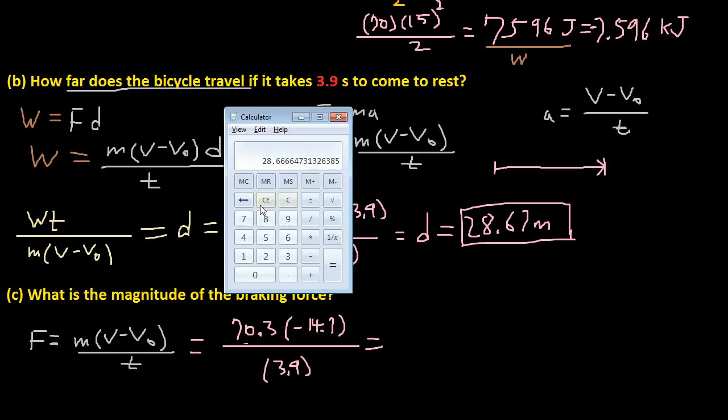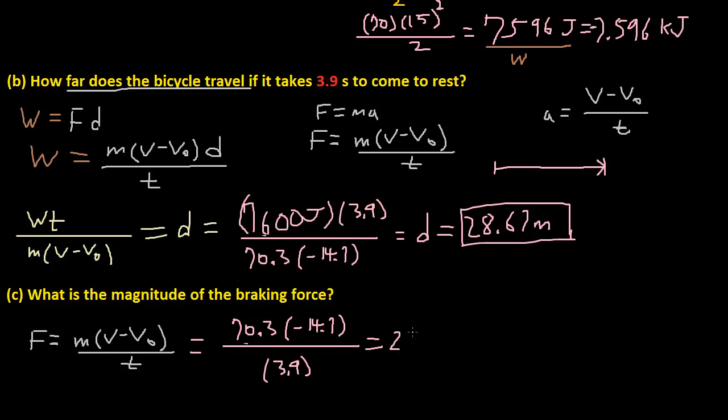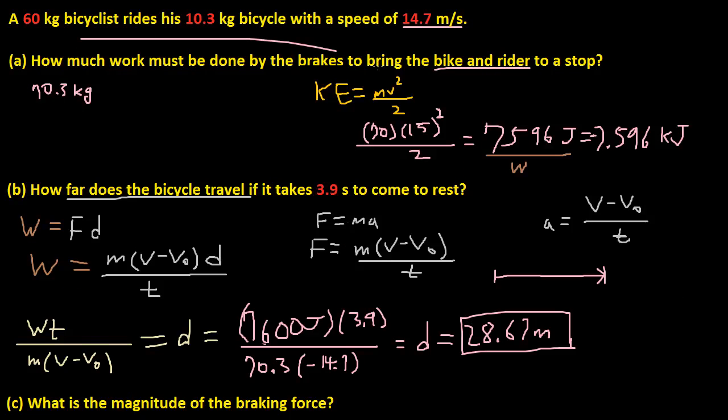Let's go ahead and do that. 70.3 times 14.7, because it's asking for magnitude, I'm going to ignore all negatives, and then divide by 3.9, and we get 265 newtons as force. So that is going to be our braking force. Alright, so that is how you solve this bicyclist problem.